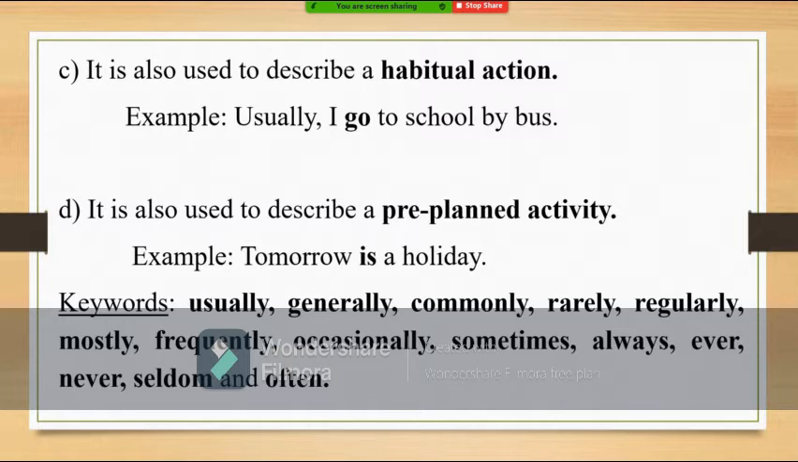And there are some keywords to indicate simple present tense. What are they? Usually, generally, commonly, rarely, regularly, mostly, frequently, occasionally, sometimes, always, ever, never, seldom, and often.